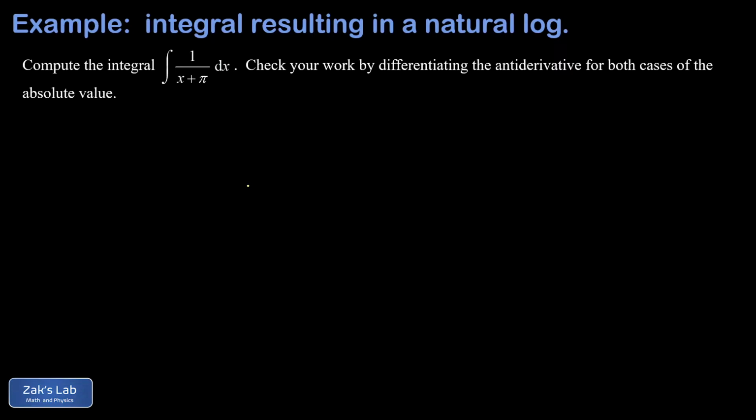In this video, we're computing the integral of 1 over x plus pi. Now this quickly integrates to a natural log function, and in a sense, that's not even the interesting part of the problem. What we're going to do after this is check our work by differentiating the antiderivative that we get, and it gets into the details of what to do with those absolute value bars in the natural log function.